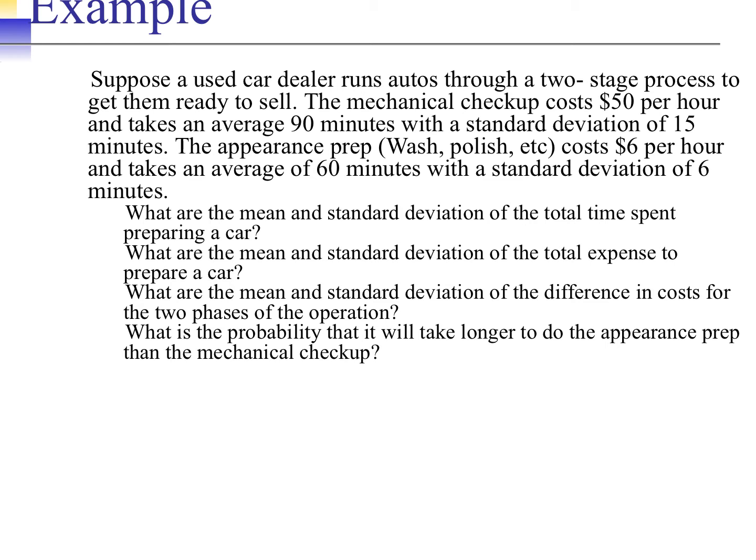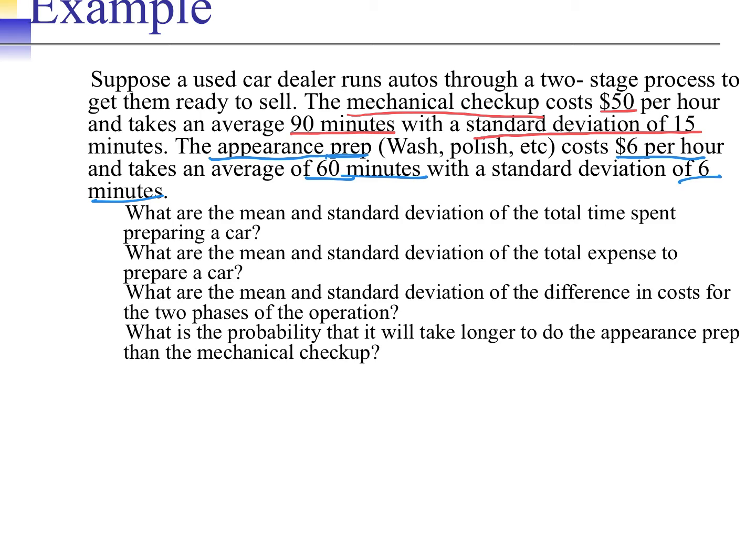Suppose a used car dealer runs autos through a two-stage process to get them ready to sell. The mechanical checkup costs $50 an hour and takes an average of 90 minutes with a standard deviation of 15. So we're not setting up a probability model. We're given the mean and the standard deviation. The appearance prep, that's where they wash and polish it, costs $6 an hour and takes an average of 60 minutes with a standard deviation of 6 minutes.